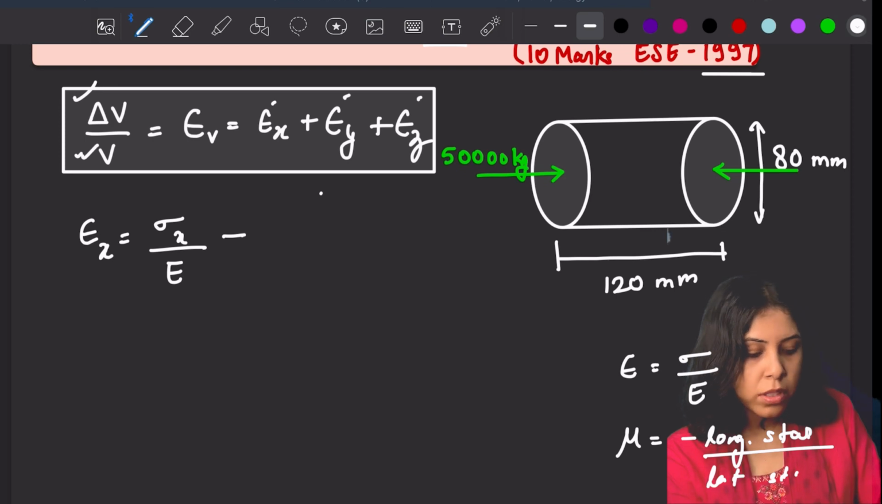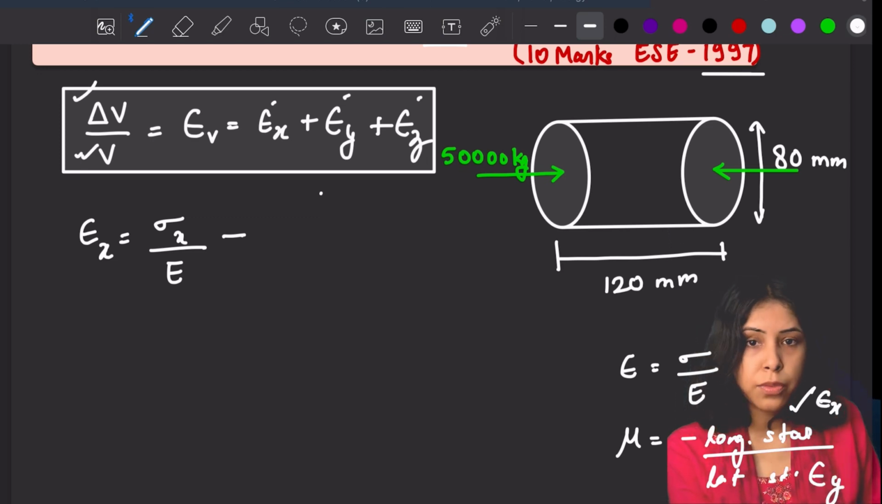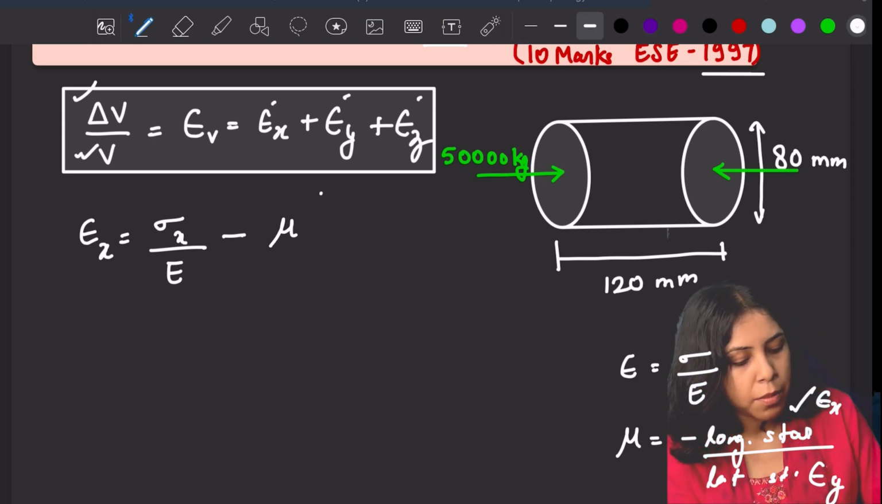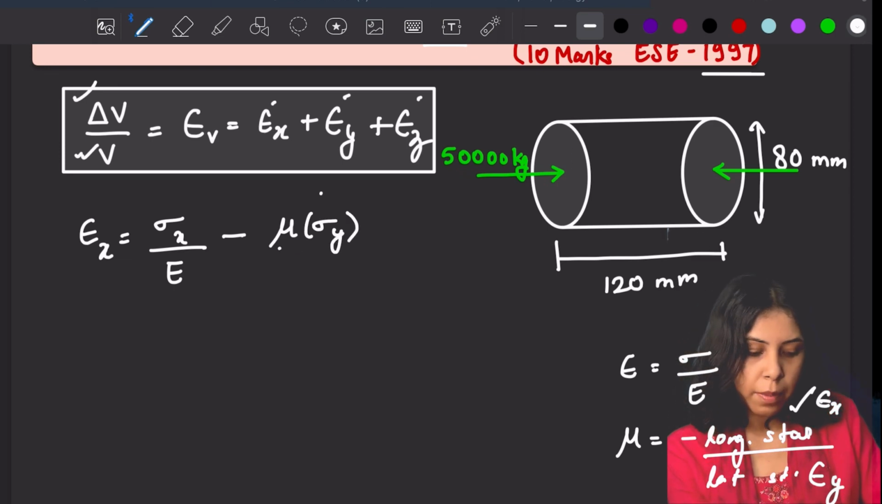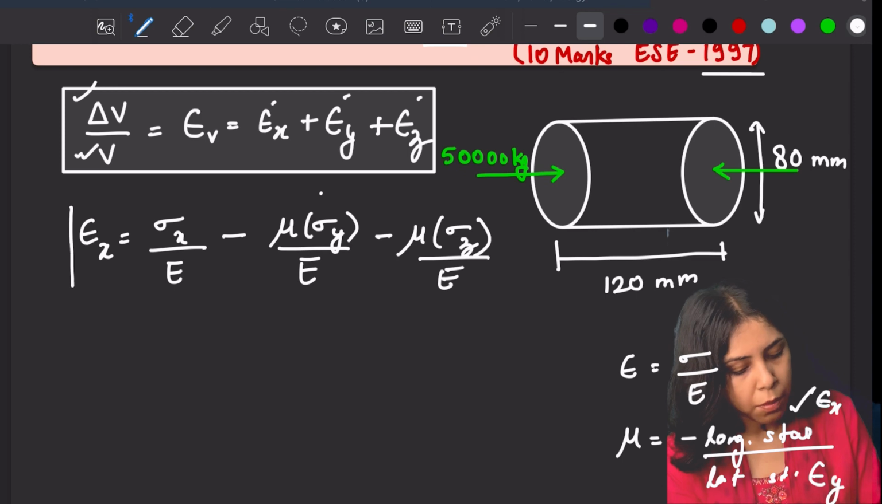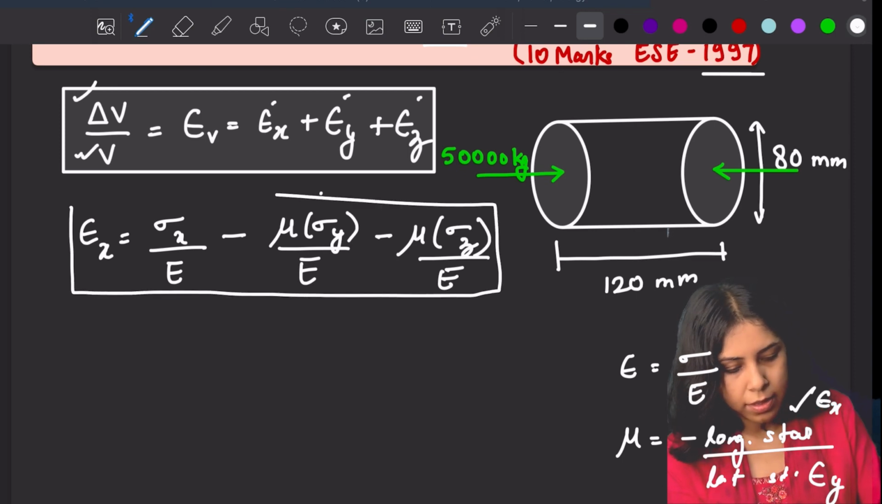This Poisson's ratio relates the longitudinal strain to the lateral strain, that is y or z. So we have mu into sigma y divided by E, and similarly there will be a negative strain, that will be mu into sigma z upon E. This is the formula for epsilon x.